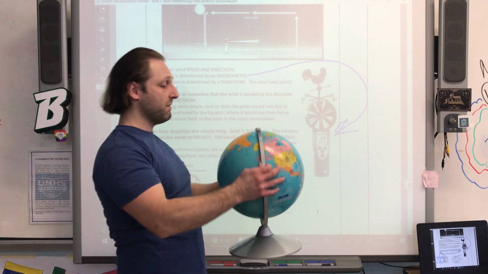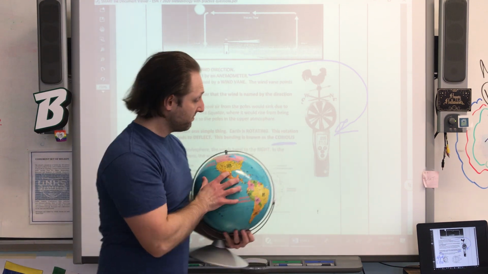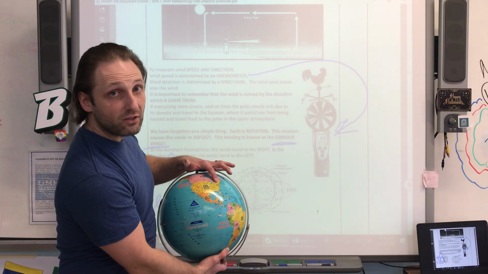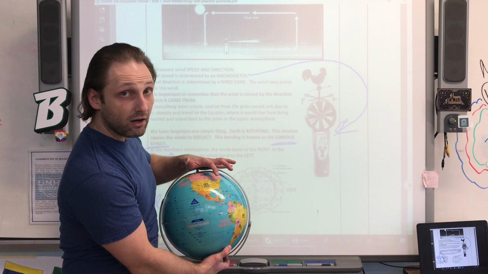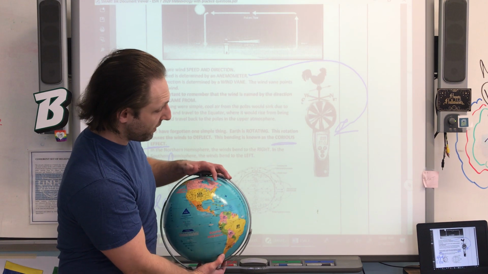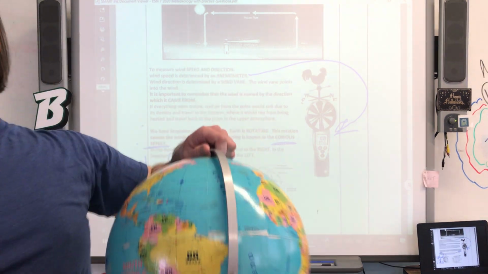So, what we have to make sure that we understand is that when the Earth is rotating, it's going to cause anything in the air to deflect in a different direction. So if, maybe I can zoom in a little bit here.